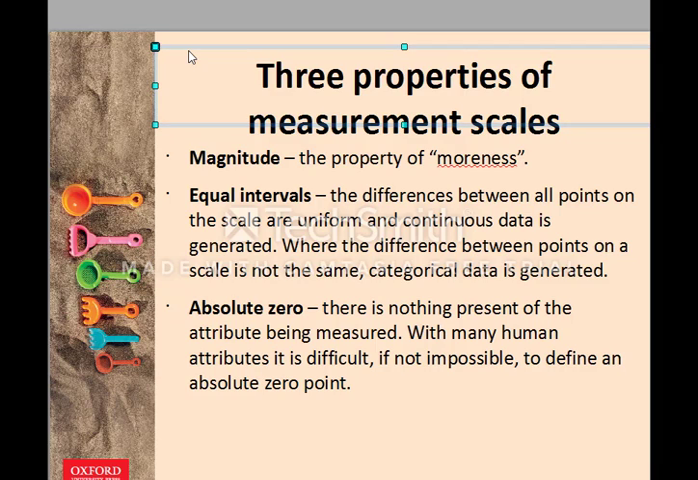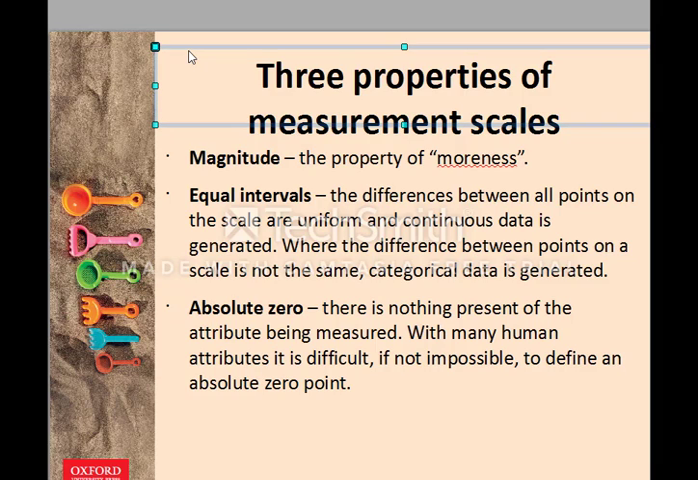Okay, so the differences between the points in the scale are uniform, and you generate continuous data. We started looking at continuous data, so upper real limits and lower real limits, the issue around limits and the fact that we allocate scores, but there's actually stuff going on in between each score. Those are just our arbitrary cutoff points so that we can understand the data better.